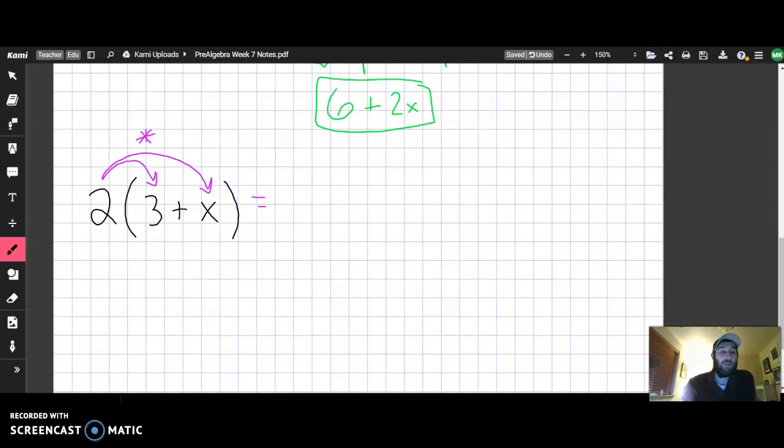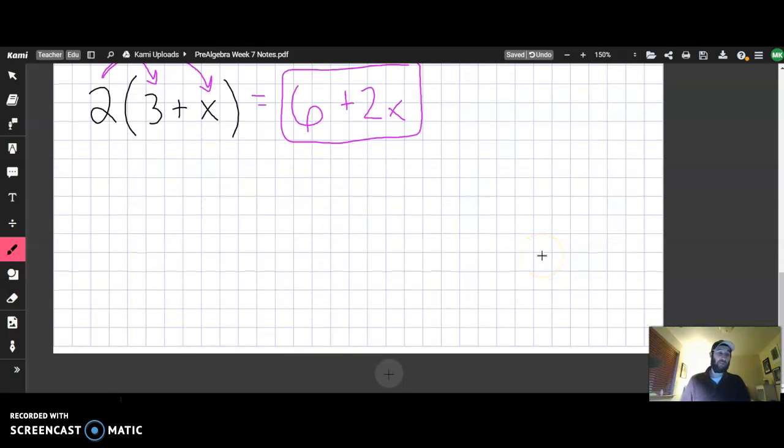And so we do the 2 times 3 first. 2 times 3 is 6. And then the 2 times x, which is just 2x. So just like the last problem, we get the exact same answer, but the steps look different because we're doing that multiplication through that distribution. We're distributing the 2. We're giving that 2 to the 3 and the x because it's being multiplied. So let's take a look at another example here.